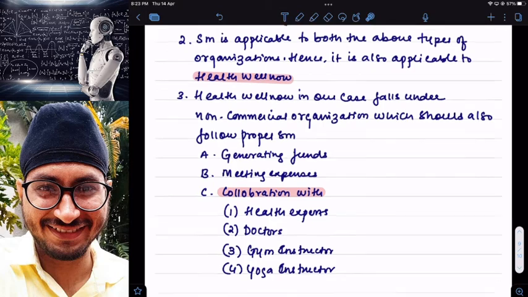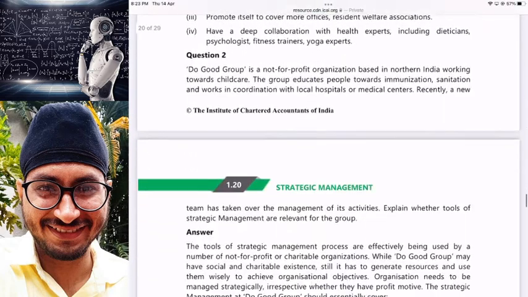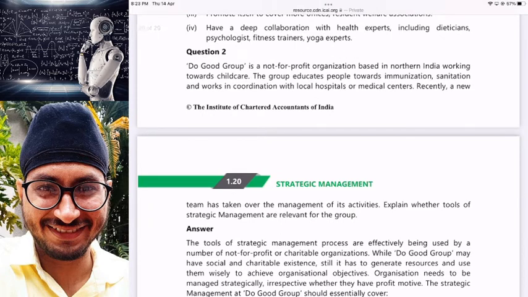Okay, next case study, let us see what it is. Case study number 2. Do Good Group is a non-profit organization based in northern India working towards childcare. The group educates people towards immunization, sanitation, and works in coordination with local hospitals or medical centers. Recently, a new team has taken over the management of its activities. Explain whether strategic management is relevant to this group or not.